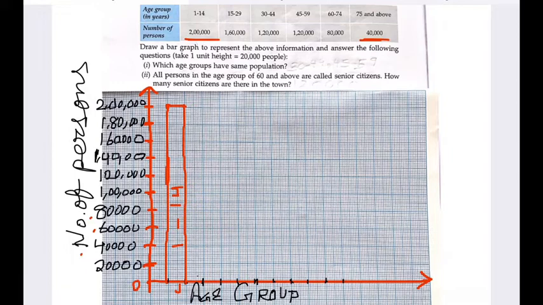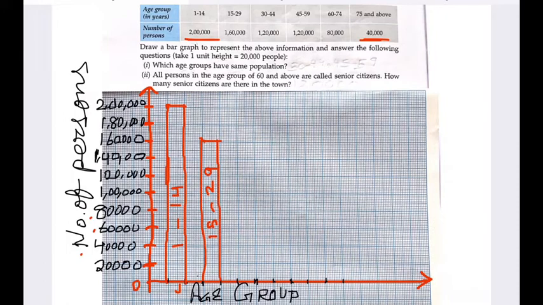Then the next one is 1,60,000. So where is 1,60,000? This one. So now you are going to make the horizontal line and vertical line accordingly. Vertical line will be making for this. So let's go. Fine. You are going to make every line with the help of scale. Now this is for age group of 15 to 29.